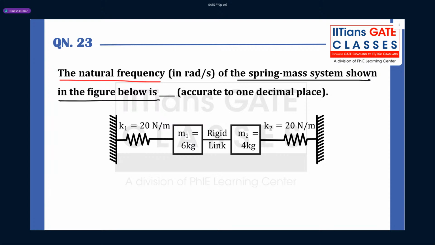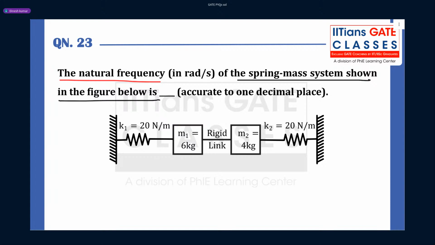Ashish, Amit. Those who are watching this session, please respond. Is it a 2 degree of freedom system or something else? It's a 1 degree.